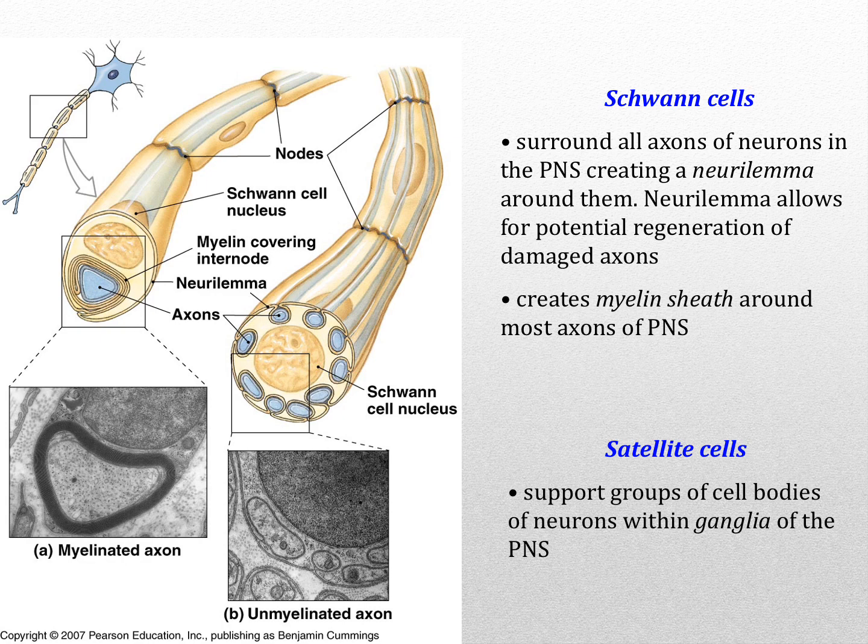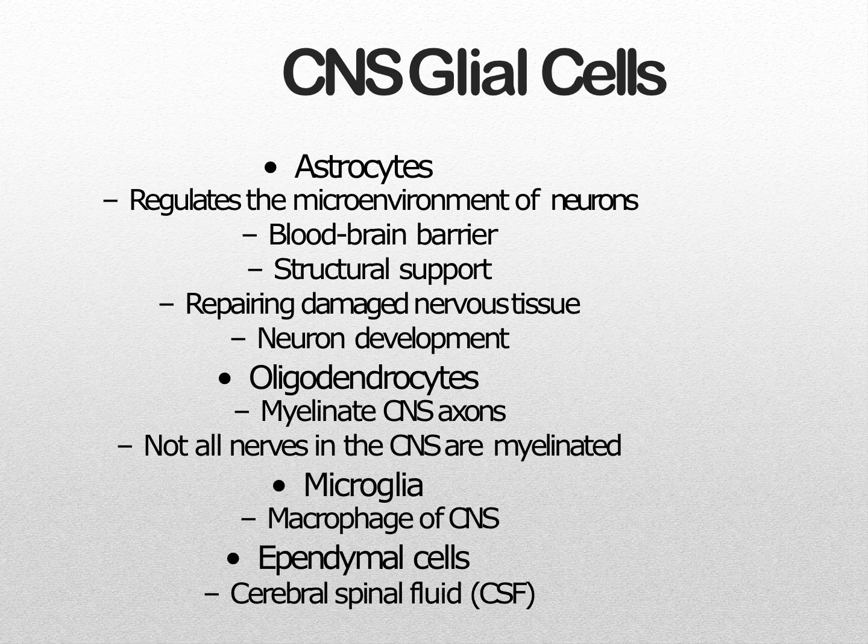Okay, so there you are. But we're never quite finished talking about these things, so let's go over them again. In the central nervous system glial cells, we have the astrocytes that regulate the microenvironment of neurons, also help create the blood-brain barrier, also known as the BBB. They serve for structural support. They repair damaged nervous system, known as scar, and they're involved in neuron development.